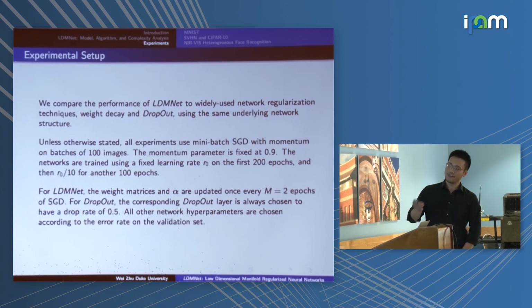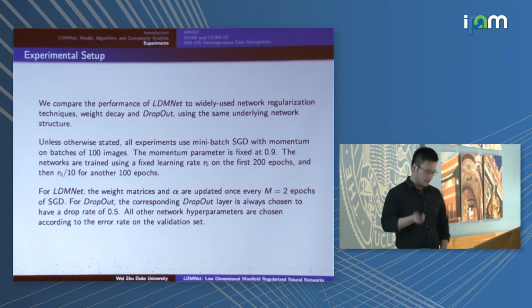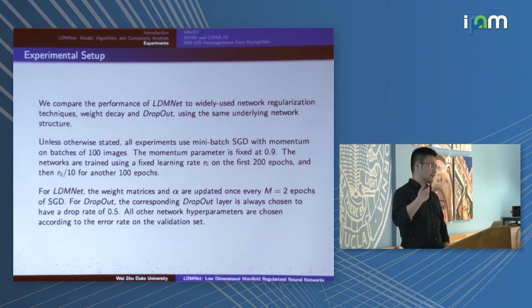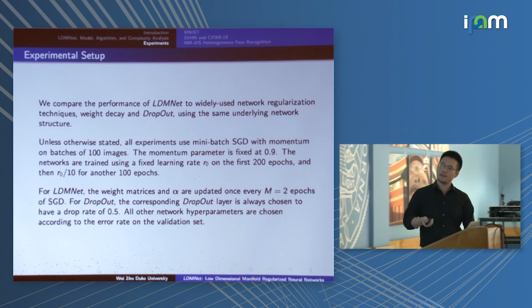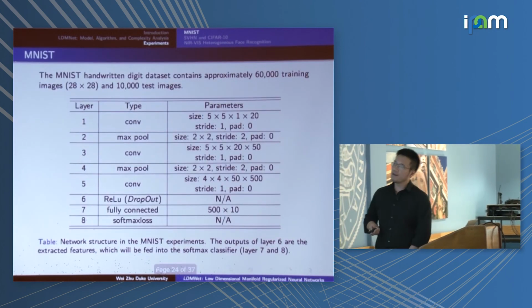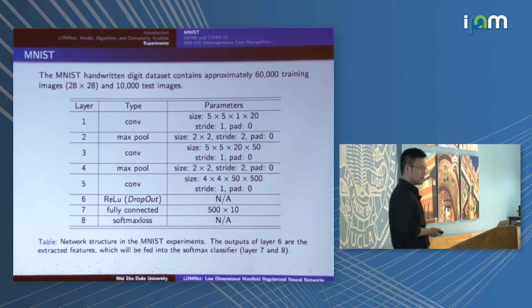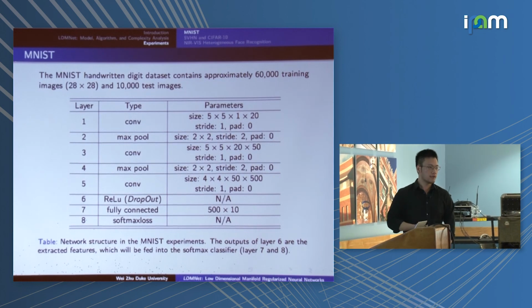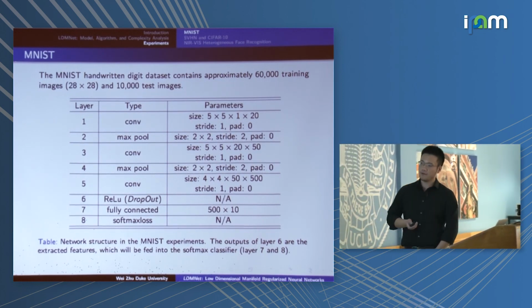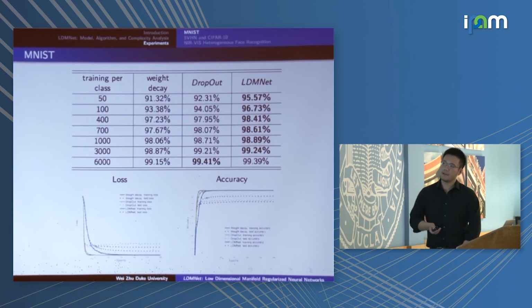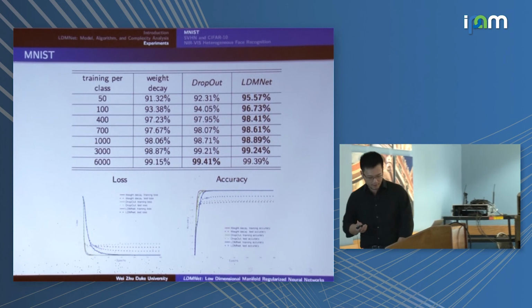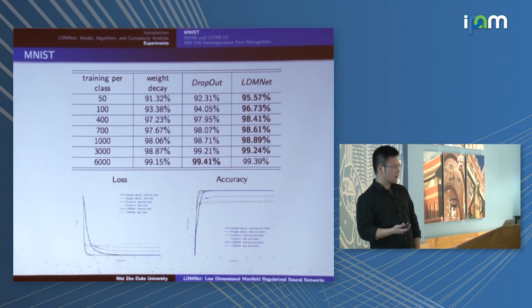For the experimental setup, we compared our algorithm to the most widely used network regularization techniques, weight decay and dropout. To prove the concept, we are just using a very simple CNN structure, taking only three convolutional layers. Let's see the result. As you can see, when the amount of training data is very small, LDMnet significantly outperforms widely used data-independent regularizers.